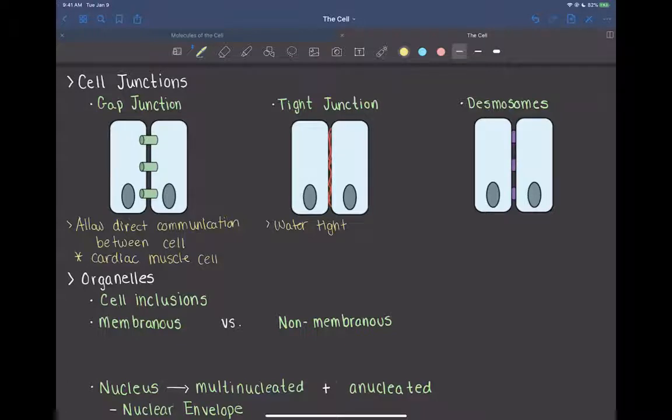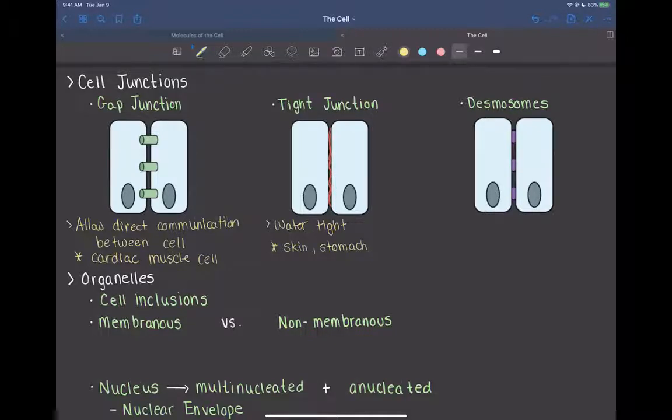Okay, and so these are places where you want to make sure fluid cannot move between the cells. A good example of this would be the skin. You definitely don't want water being able to seep out of your skin. The stomach, right? You certainly don't want stomach acid being able to seep out of the stomach, okay? And so you'll have tight junctions between those cells.